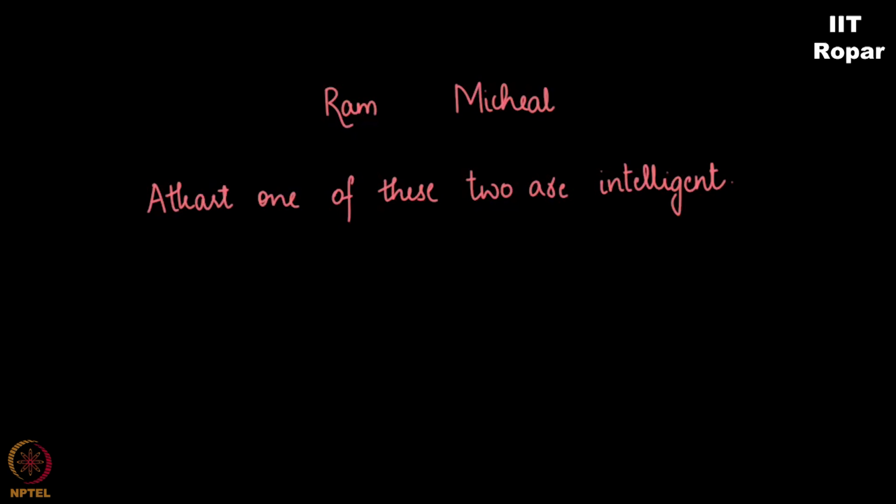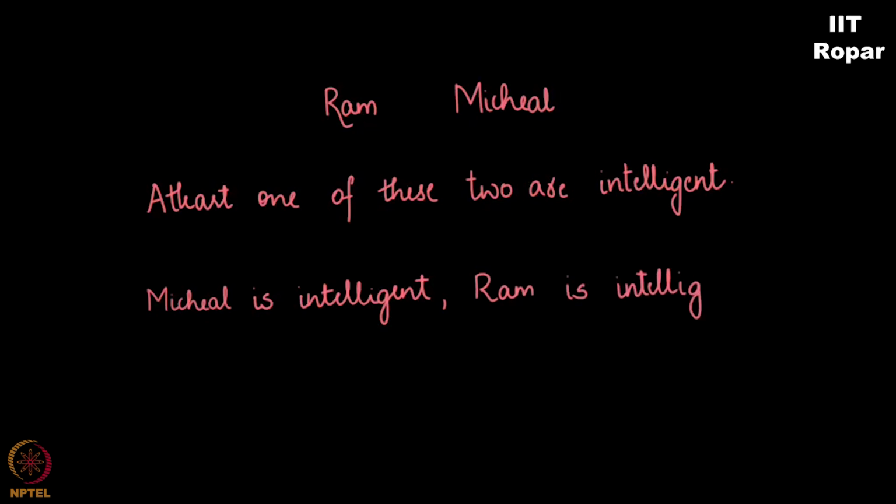What does that mean? That Ram is intelligent and Michael is not? Or Michael is intelligent and Ram is not? Or both of them are intelligent? How can you consider both of them? Because look at the statement I said above. I said at least one of them is intelligent, which means both of them can be intelligent. Okay? Now I say this.